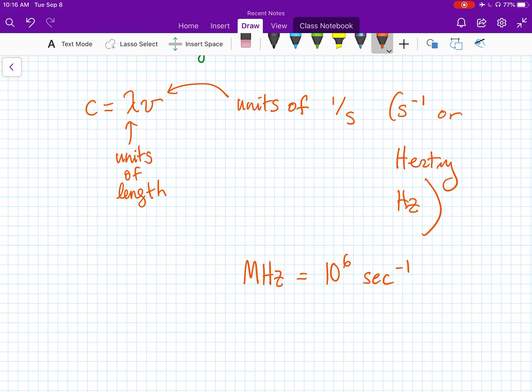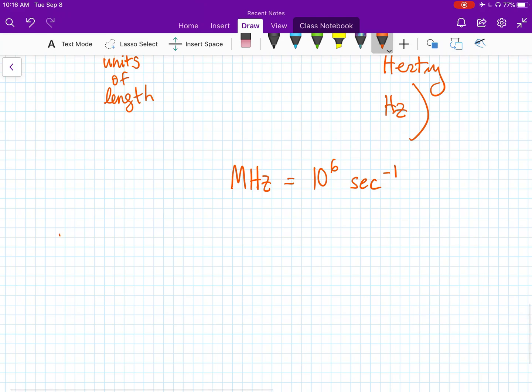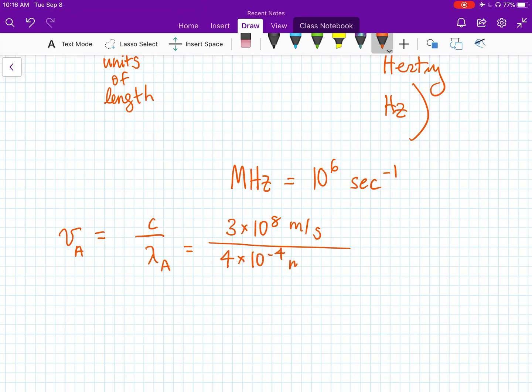All right, so let's calculate the frequency of wave A and the frequency of wave B. The frequency of wave A is going to be the speed of light divided by the wavelength of wave A. Speed of light is a constant, 3 times 10 to the 8th meters per second. The wavelength we just calculated is 4 times 10 to the minus 4 meters. So the frequency of wave A is going to be equal to 7.5 times 10 to the 11 hertz, or reciprocal seconds.